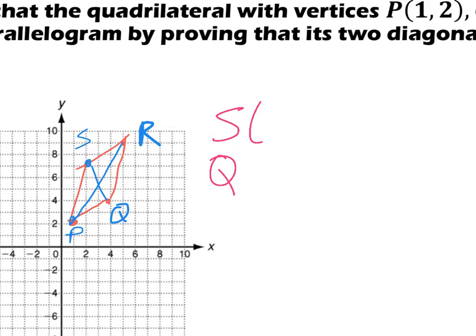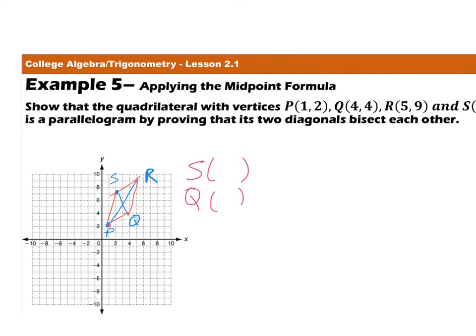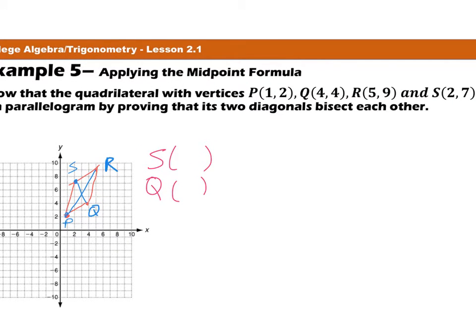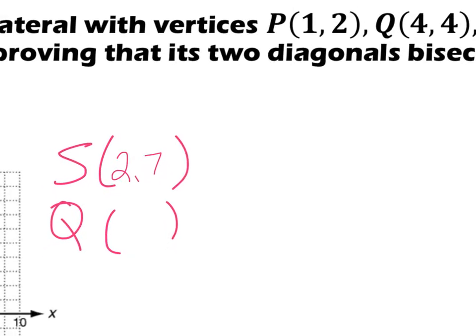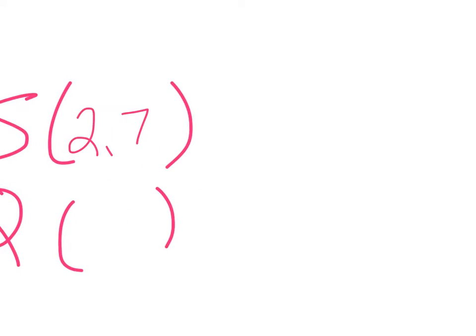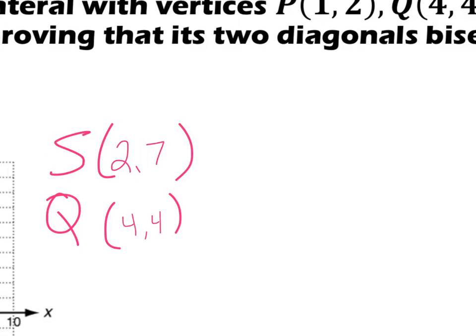So let's be organized. What's my coordinate pair? What are my X and my Y values for S? 2, 7. Good. And then what's my Q again? 4, 4. Good. I tell you guys to write them on top of each other, so you have your X's lined up underneath and your Y's lined up underneath. You're not looking back and forth and averting your eyes.